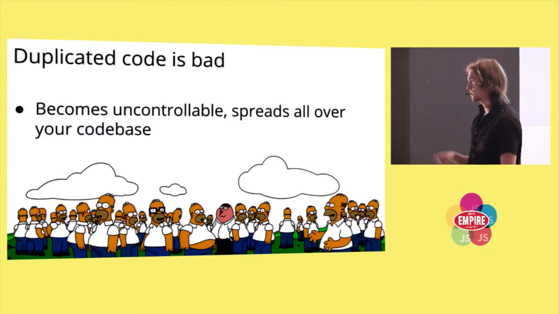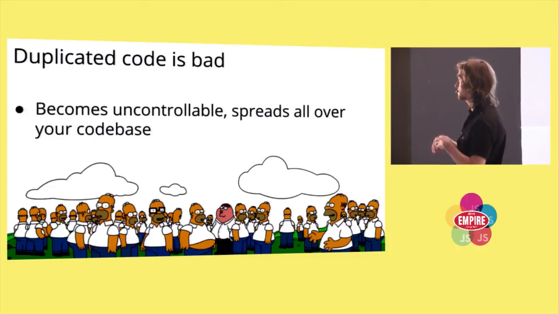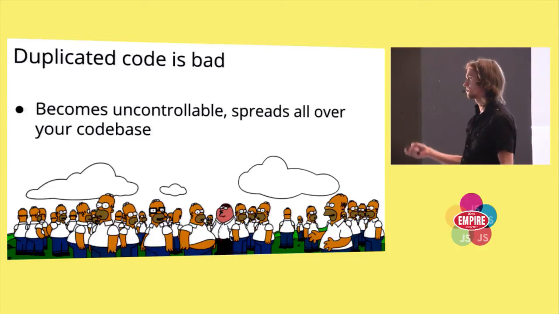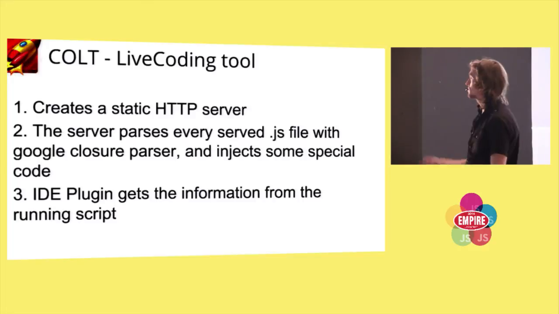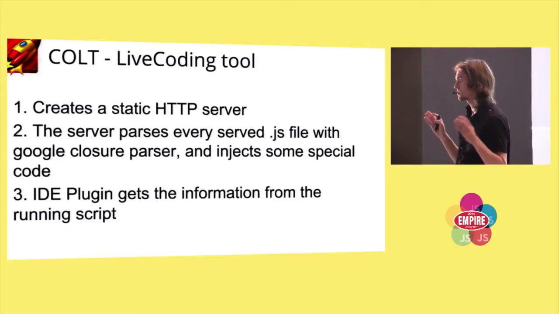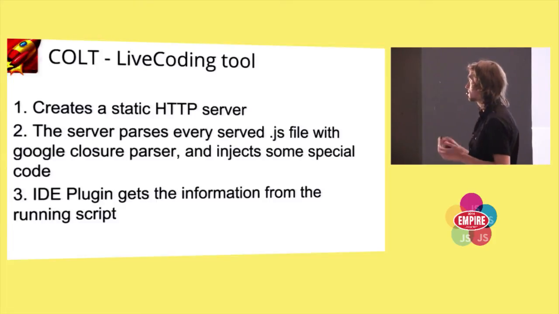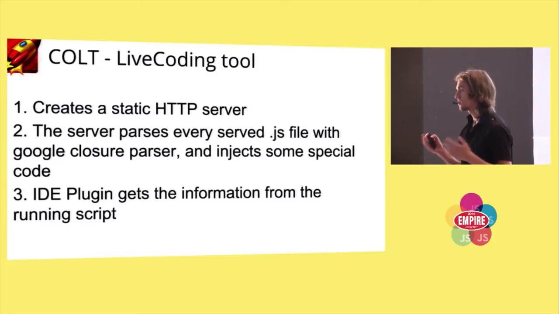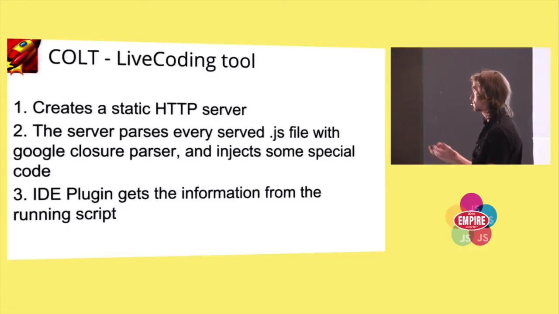Oh, by the way, duplicated code is bad. It's uncontrollable. It spreads over all your code base. So there is a tool which is called Cult. The way it works, it creates a static HTTP server, and every file it serves, it parses with Google Closure Parser, and it injects some special code. There is an IDE plugin which actually gets the information while running the script, and this is what helps us.